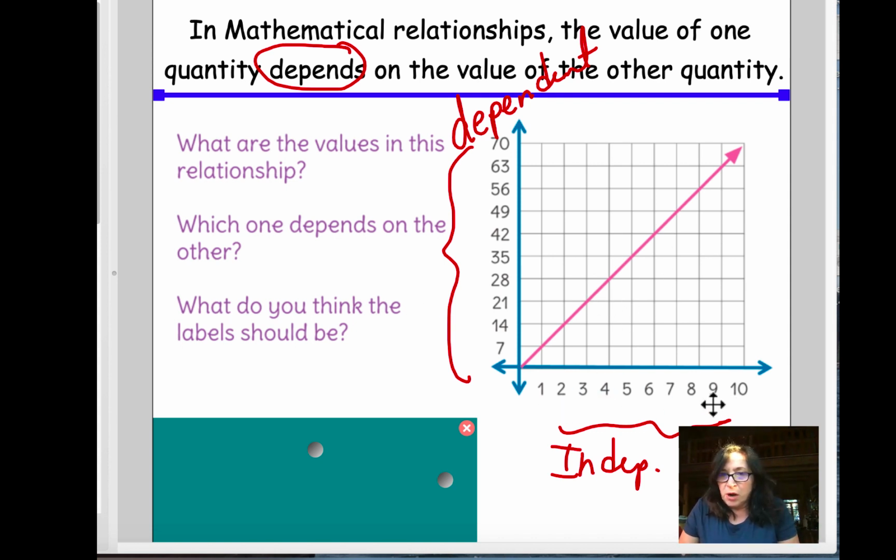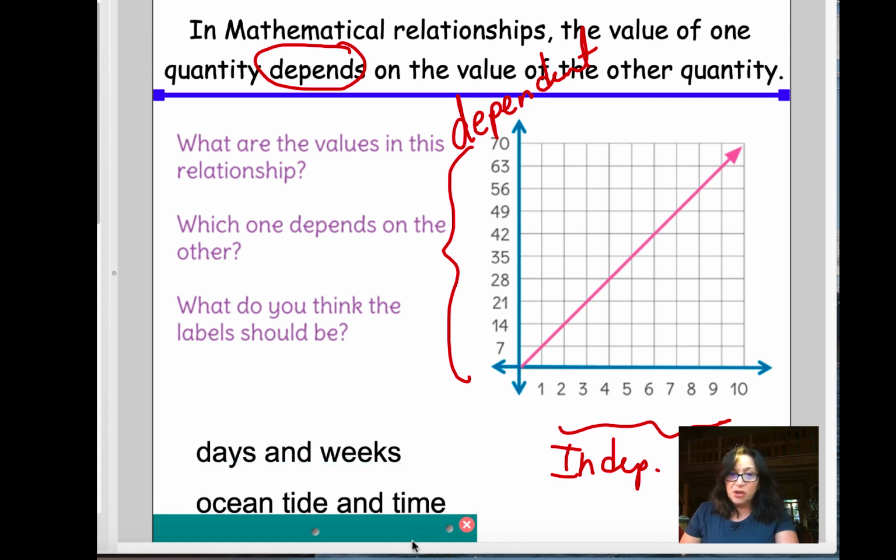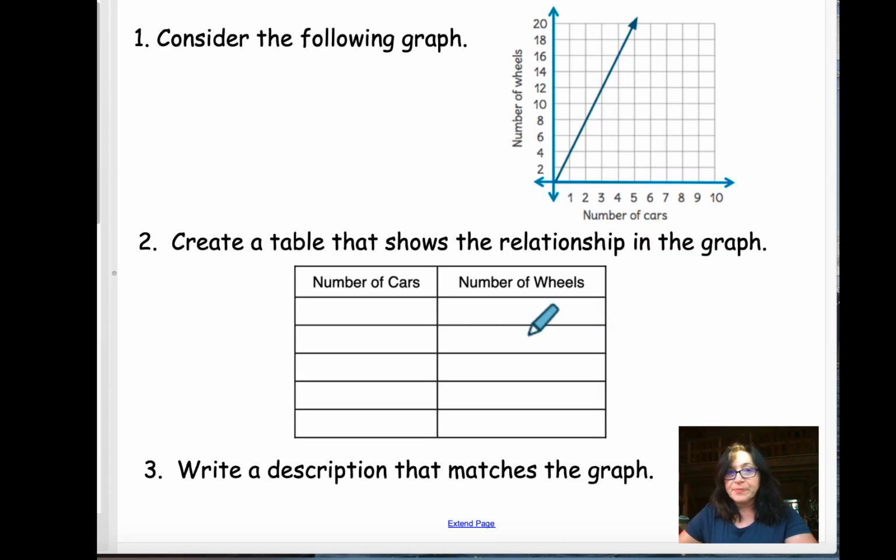Something that this would work on, what kind of things would this graph depict? You could say, well, days depending on weeks. We have way more days than we have weeks, right? Ocean tide and time. So, I mean, we've got a lot of different things that we can use, and you can come up with something, you know, completely separate. There's just so many options for that.